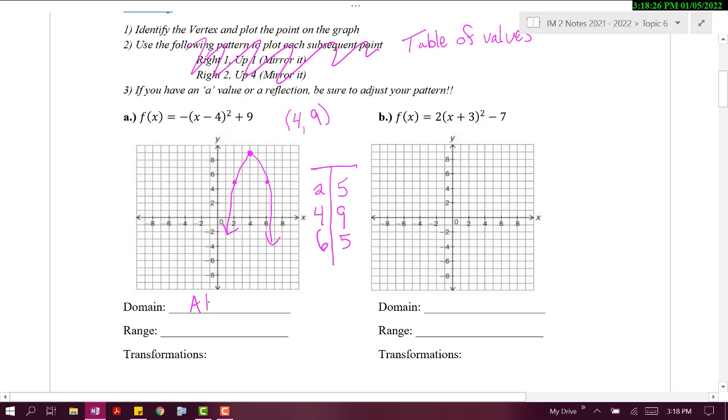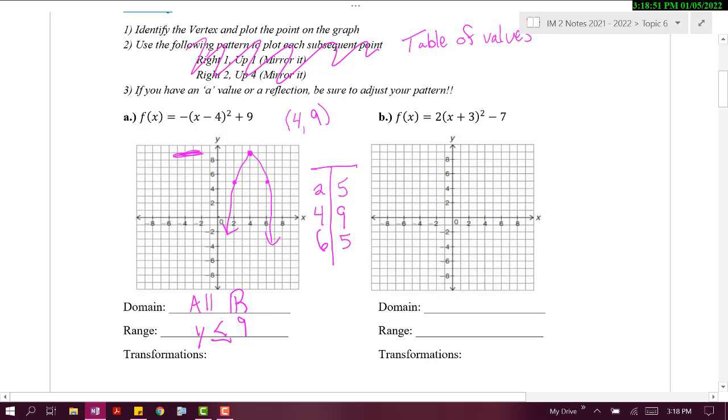Domains, of course, for parabolas is always all real numbers. The range is not. The range stops, or the highest point it goes to, is 9. Now, are there points above 9 or below? Well, it's below, so it has to be less than, or equal to.